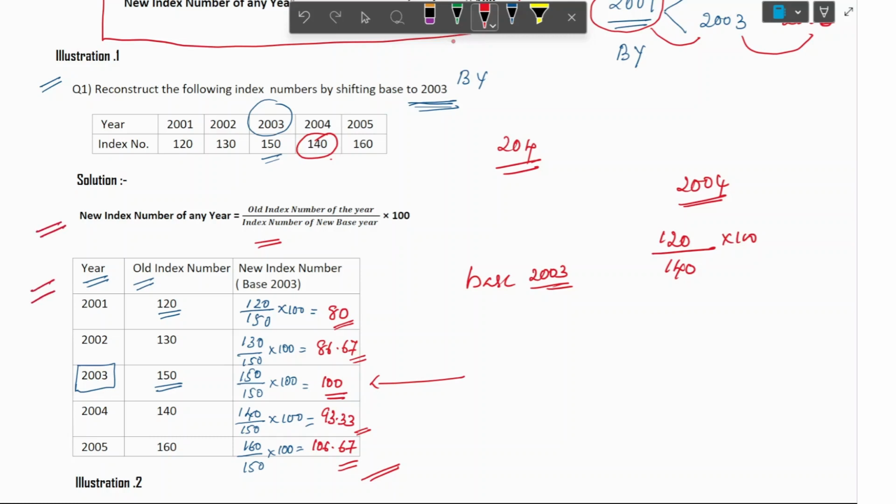Then construct the table with 3 columns: year, old index number and new index number, and write the base, which base you are changing. Therefore, once after the calculation you can make out that the base index number is going to be 100. Therefore, even in this given data, there is 100, which means that was the base actually. Now, we will consider one more example to get clear.